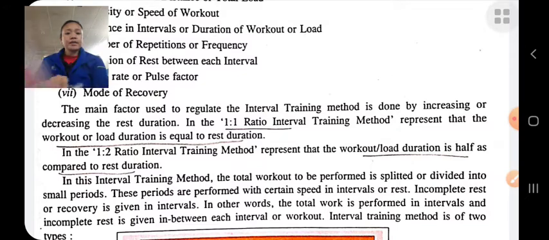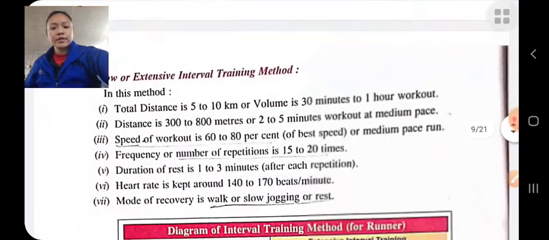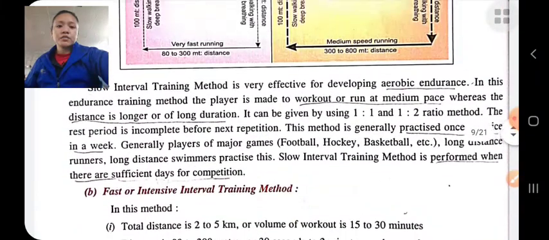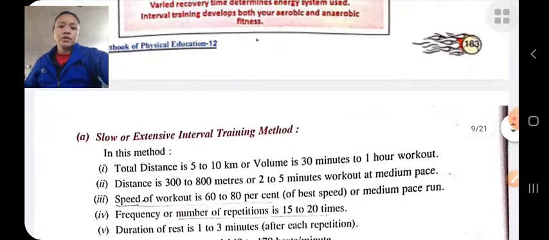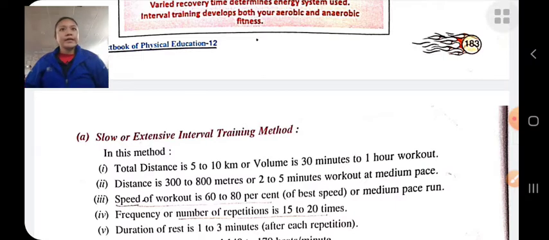In interval training methods, there are two types: slow interval training methods and fast interval training methods. In interval training method, we use the principle of effort and incomplete recovery. Slow interval training methods are also known as extensive interval training methods.